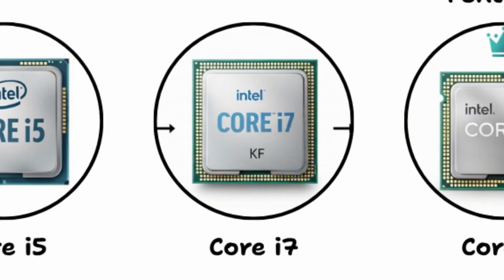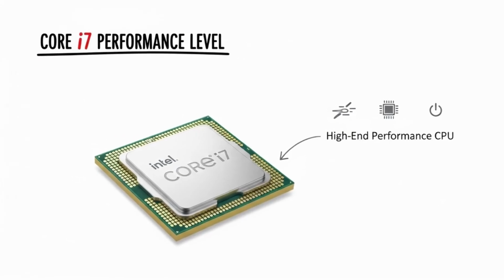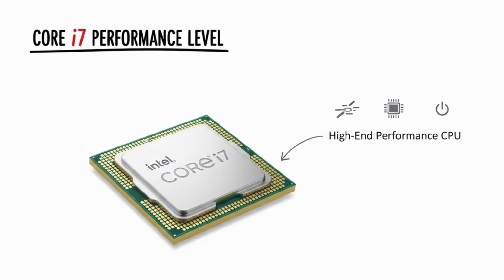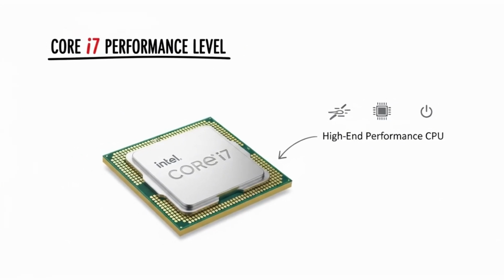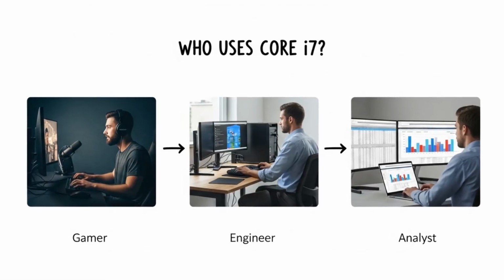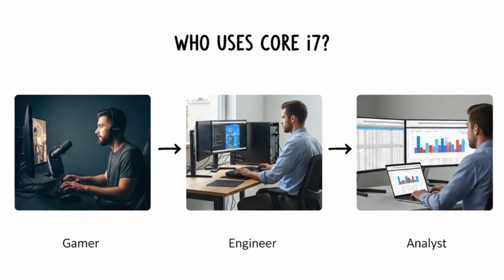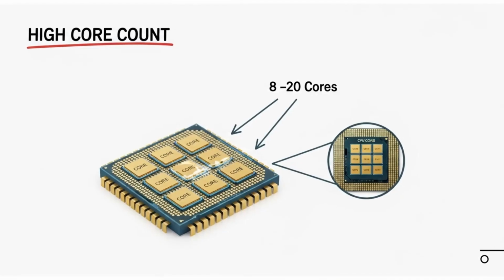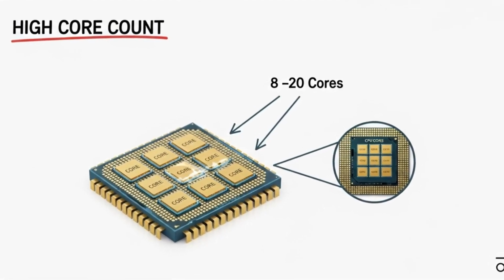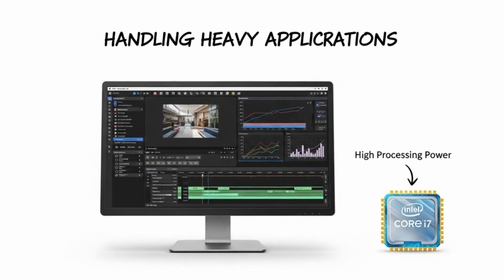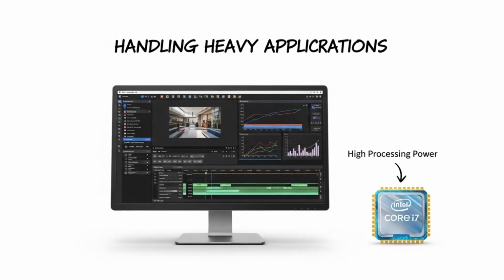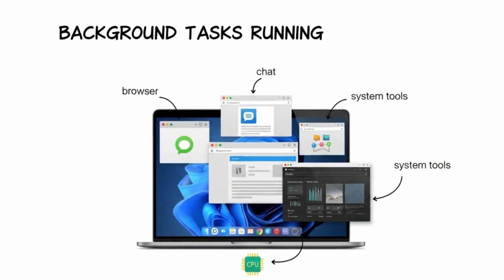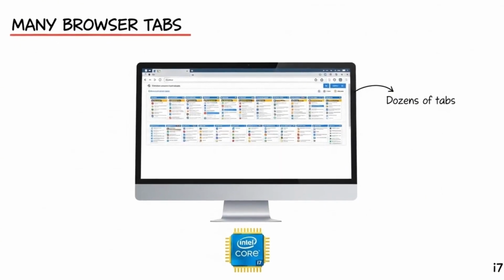The Intel Core i7. The Intel Core i7 is where we enter the domain of high-end performance, tailored for users who demand more from their machines. It's the processor for the content creator who streams their gameplay, the engineer running complex simulations, or the data analyst working with massive spreadsheets and databases. With core counts ranging from 8 to 20, i7s provide the necessary headroom to not only run a primary heavy application, but also to keep all the background tasks like communication apps, system monitoring tools, and dozens of browser tabs running seamlessly.